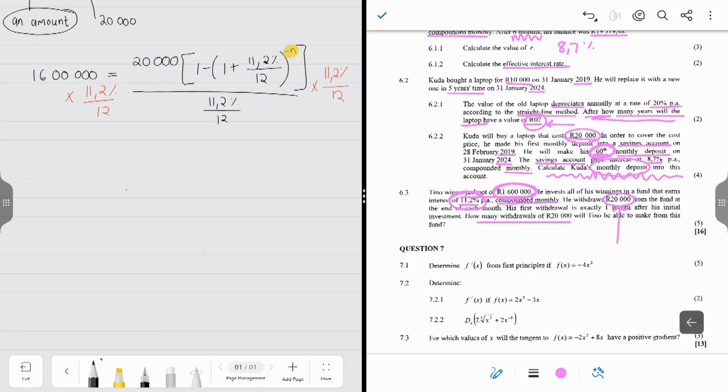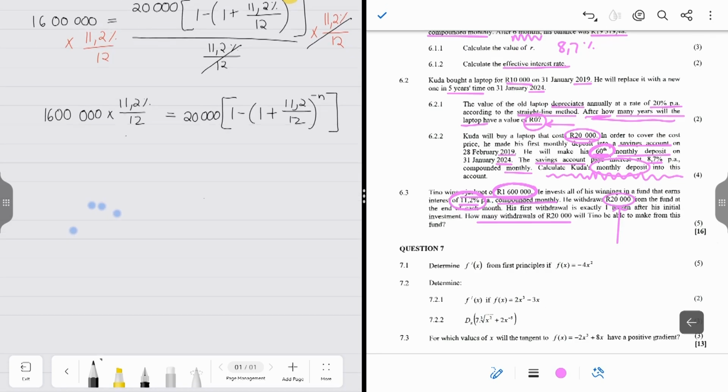Let's see. On my left-hand side, I think I added a 0 in the wrong place there. Let's just rewrite it: 1,600,000, and that's being multiplied by 11.2% over 12, and I have 20,000 bracket 1 minus, and I have my block bracket still there. I'm still looking for n. Okay, remember this falls away.